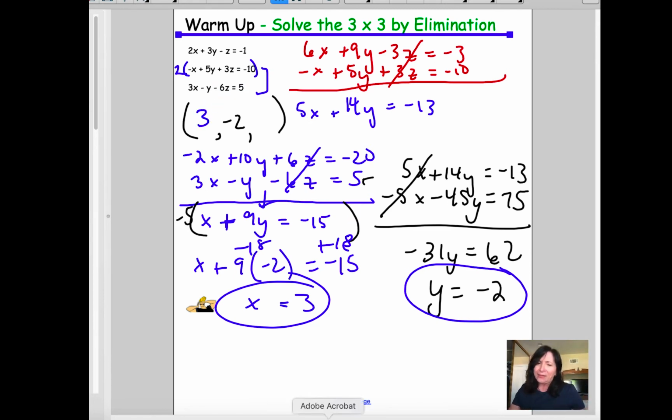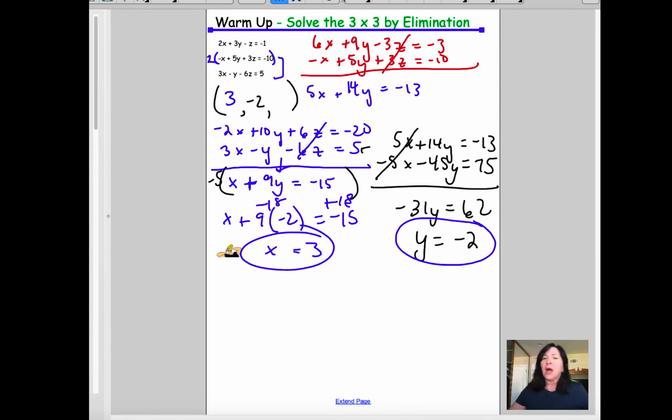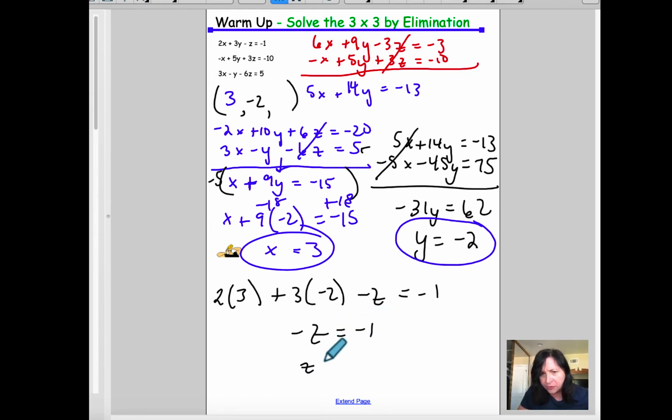Now to find my last value, which is z, I'm going to plug it into another equation. So pick one, and it honestly doesn't matter which one you pick. So I'm going to choose the top equation. So we've got 2 times x, which is 3, plus 3 times y, which is negative 2, minus z equals negative 1. So 6 minus 6, oh, those are gone. So I just have negative z equals negative 1, so z equals 1. So that means that my intersection point is 3, negative 2, 1. So that's it, and then I'm done.